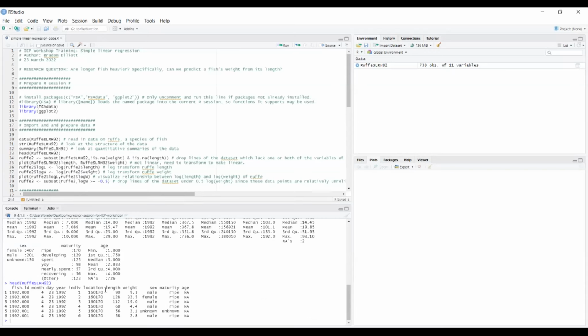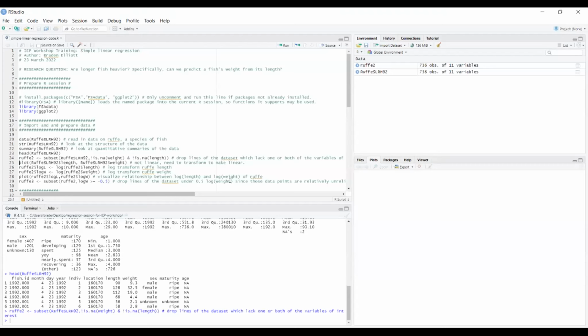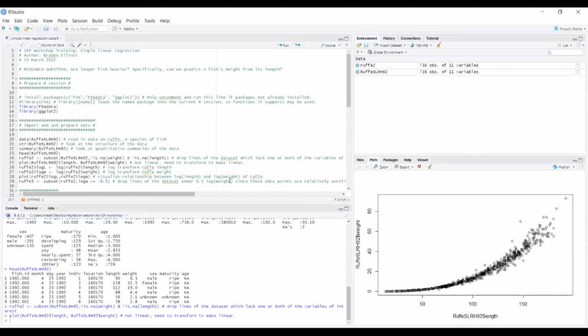Here we're looking at the variable length and the variable weight. We're going to relate those two together. So let's first drop all lines of our data set which don't have both of those pieces of information together, because we'll need them both in order to relate them mathematically. So we'll take a subset where neither of those variables is a not available or NA value. And then let's plot those two variables against each other.